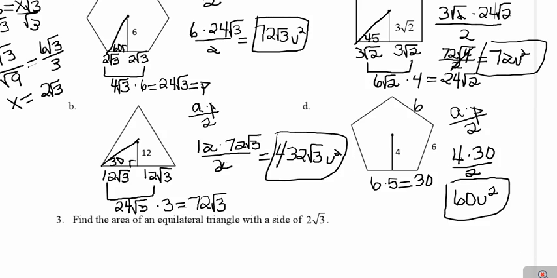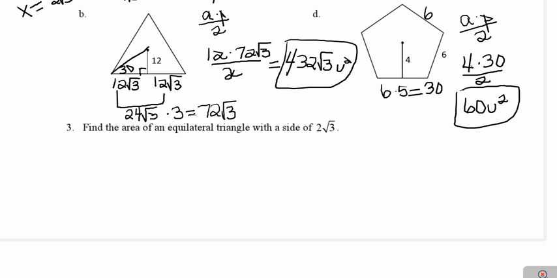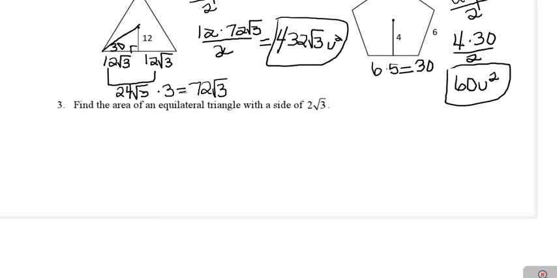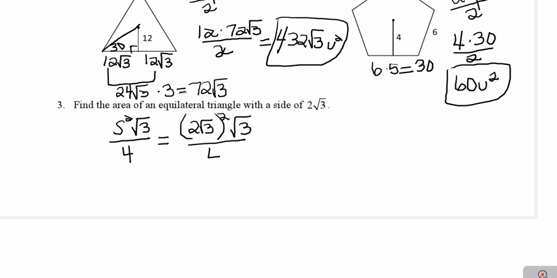Okay, now let's scroll down and try our last example here. In example 3, it says to find the area of an equilateral triangle with a side of 2 square root 3. So since it's giving us the side, I'm going to use the formula side squared root 3 divided by 4. And I'm going to substitute my side, which is 2 square root 3. I need to square that, then multiply by the square root of 3 again, and divide it by 4.